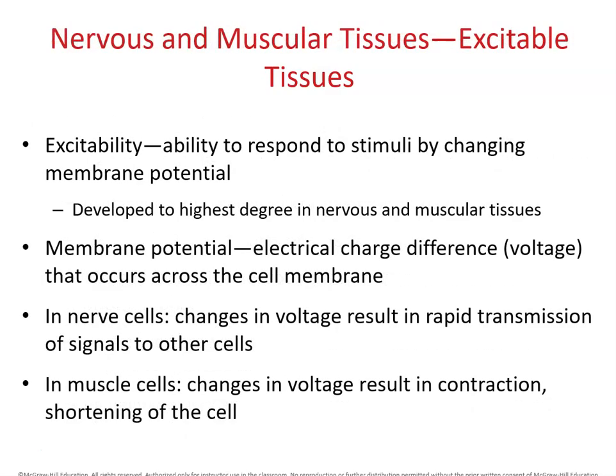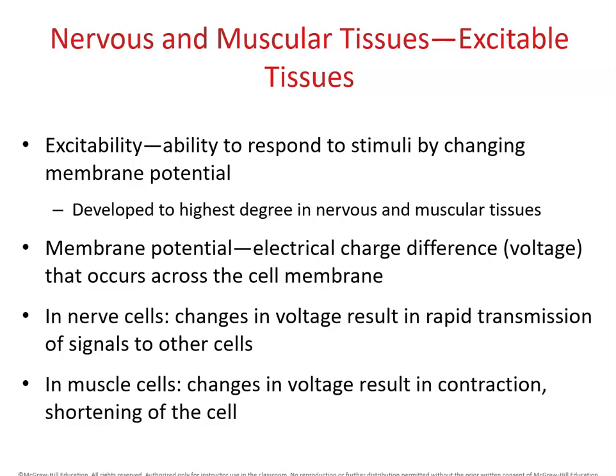So first, excitability is the ability to respond to a stimulus. A stimulus is any sort of factor that influences a cell or a tissue and causes a change in the membrane potential. When I say membrane potential, what I mean is an electrical charge, a voltage difference between the outside and the inside of a cell membrane.